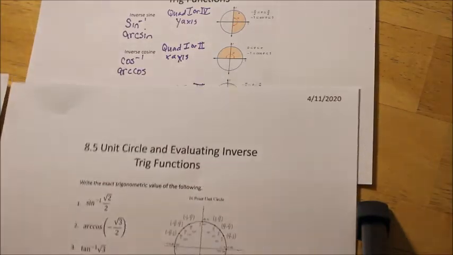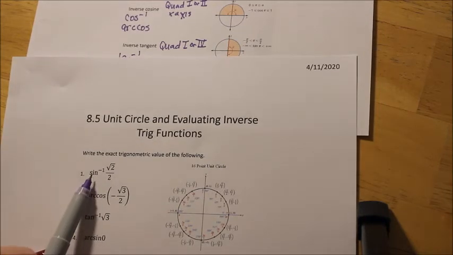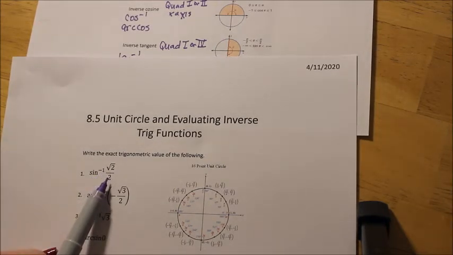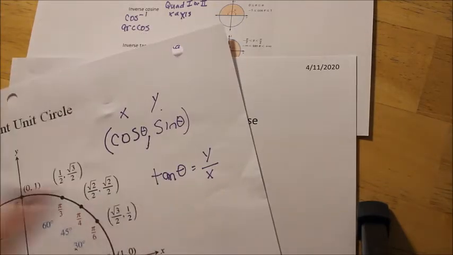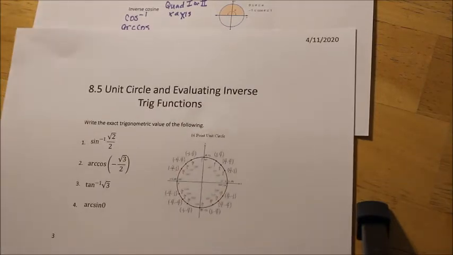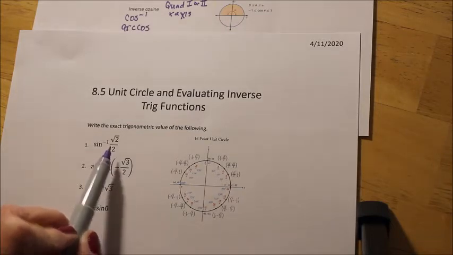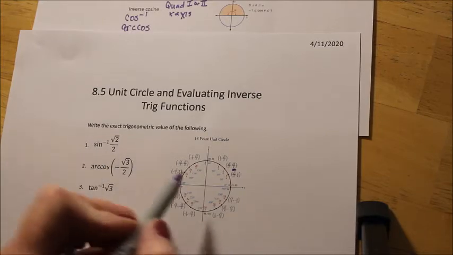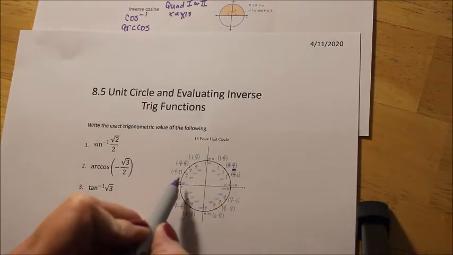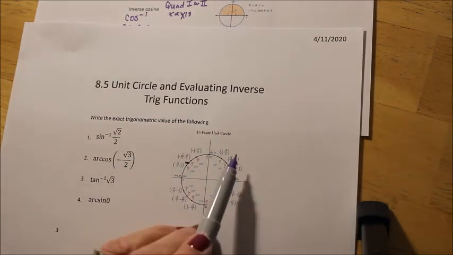Okay, so as an example, on the very next slide, I want to find the sine inverse of square root of 2 over 2. Well, remember, sine is your y coordinate. So I'm going to find the square root of 2 over 2 in the y location. Here's one right here, and I have another one over here that is square root of 2 over 2. And down here I've got the negatives. I don't want those. I want a positive, right?